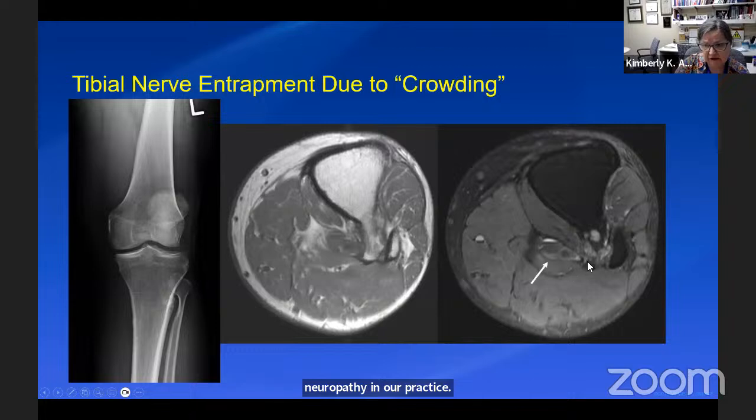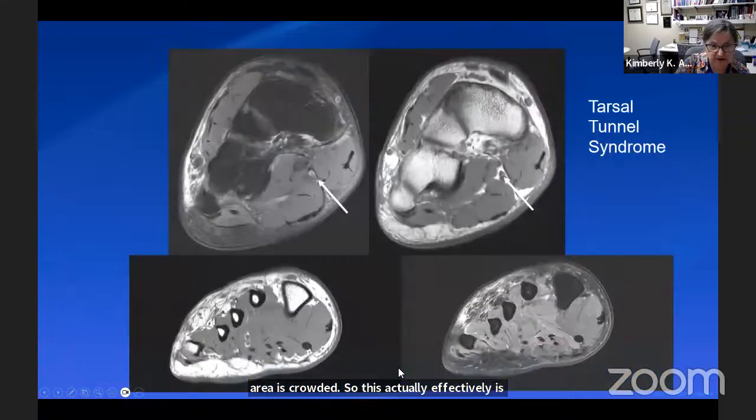And this is kind of an unusual one. So there's this massive big osteochondroma here, and the tibial nerve here is hyperintense. It's not immediately adjacent to that, but the whole area is crowded. So this actually effectively is an entrapment neuropathy. This is an example of tarsal tunnel syndrome. You can see here the lateral plantar nerve and the denervation changes with sparing here more medially.